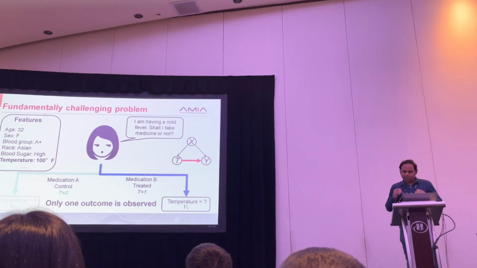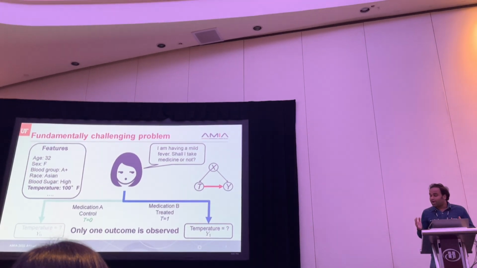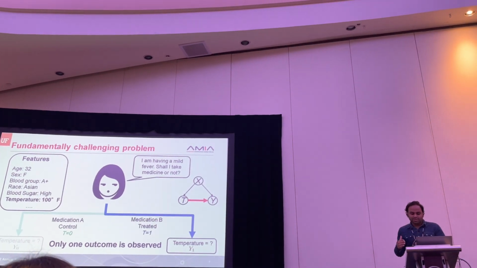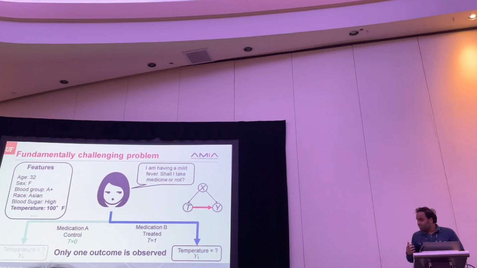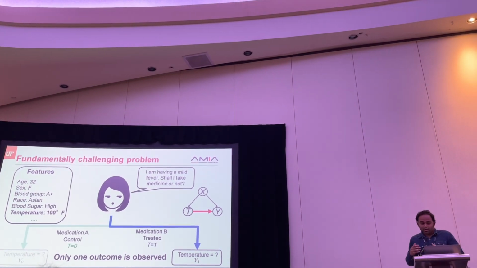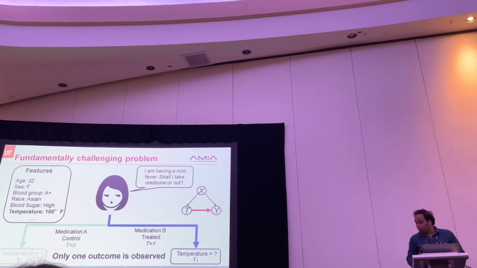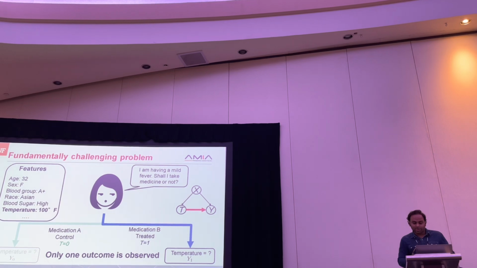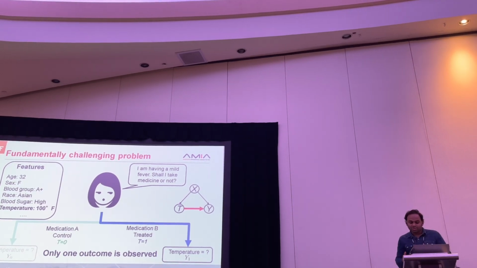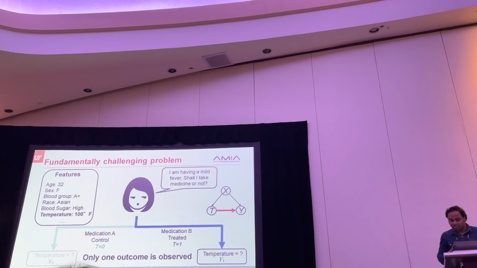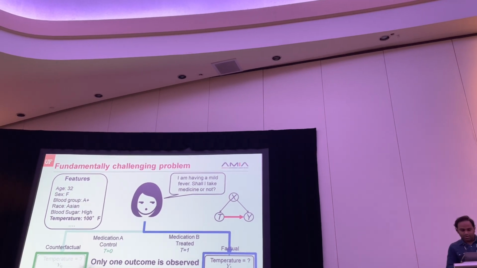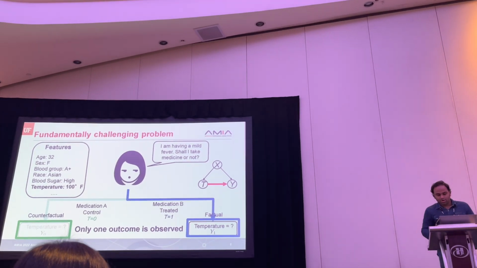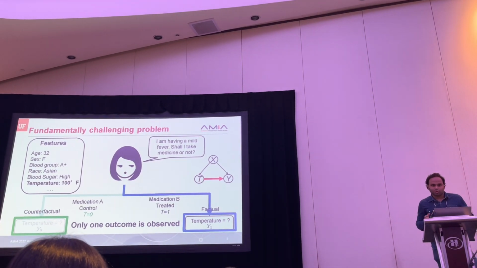This problem is fundamentally challenging because at any one point in time we only have access to one outcome. Consider the case where Nancy is taking medication B, which is T equals 1, and we can only observe the outcome Y equals 1. We don't have access to Y0 at the same time, so we cannot measure whether medication B is better than medication A. Here, Y1 is the factual outcome because we can observe it, and Y0 is called the counterfactual outcome because we cannot observe it.